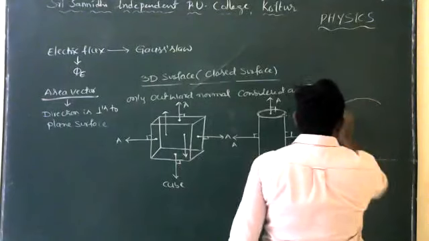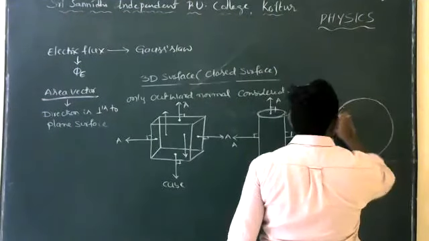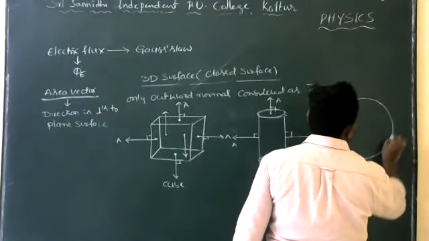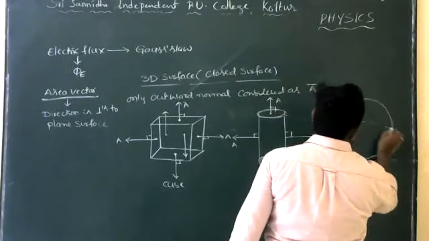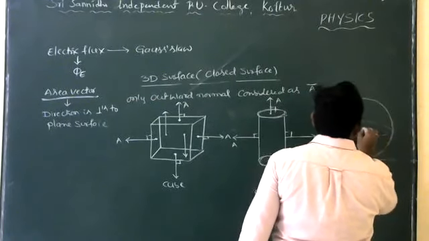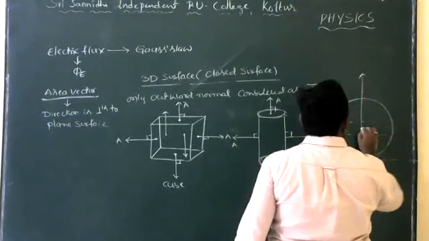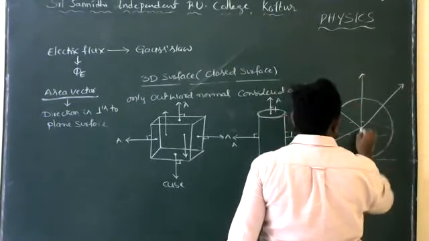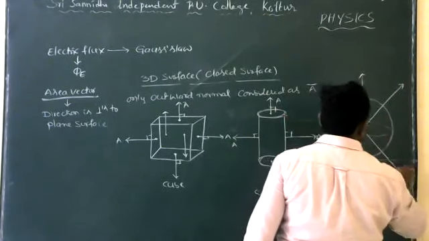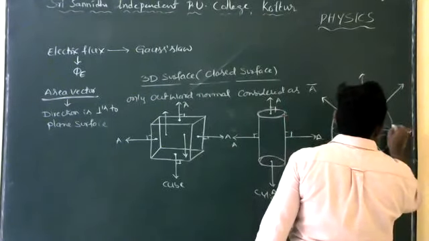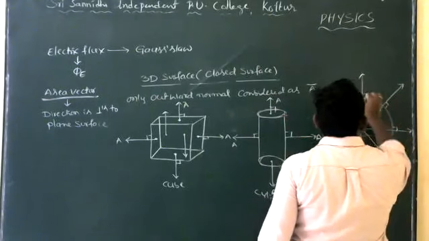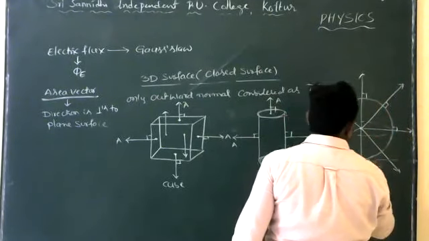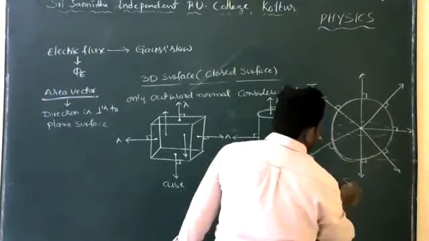So next, the sphere. So this is the sphere. Okay. So this is a sphere, like this. Here also it is the same. So here also the area vector is considered, and here also the area vector. Only the outward normal, so perpendicular. So like this, this is the sphere.